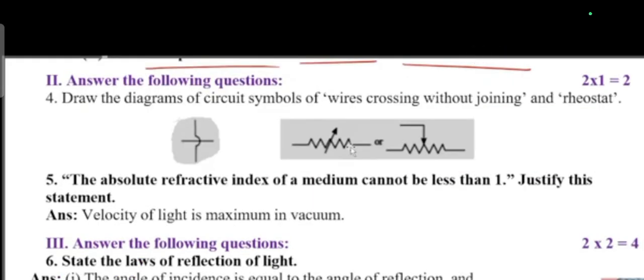Next question, answer the following questions. 2 questions will be there. Draw the diagram of the circuit symbol of wires crossing without joining and rheostat. The absolute refractive index of a medium cannot be less than 1. Justify this statement. Velocity of light is maximum in vacuum. That's why.